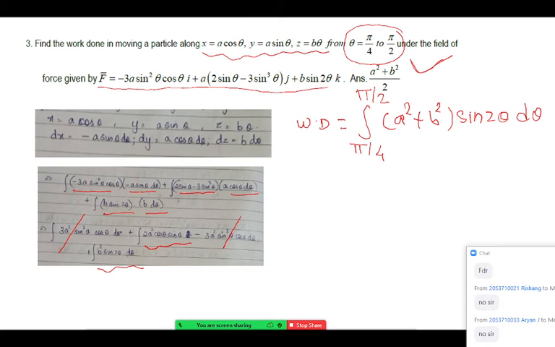Can we write the integration of sine theta cos theta as 0 here? Integral of sine theta into cos theta is 0. Is it correct? Yes or no? Limit not same. Yes, very good.